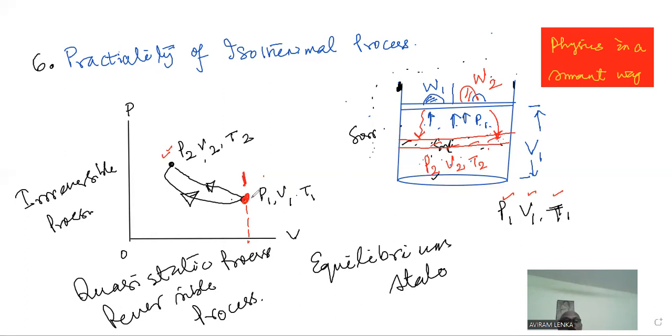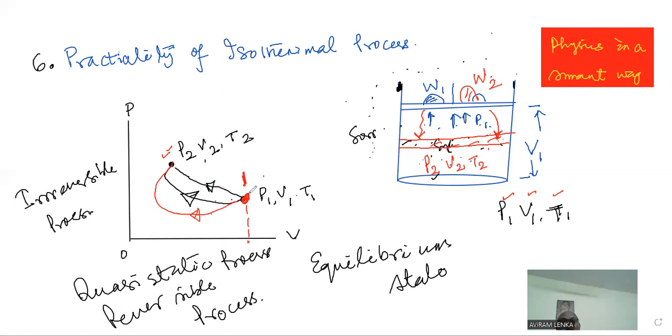So thereby pressure P1, volume V1, temperature T1, pressure P2, volume V2, temperature T2. But in which way? I have shown two lines between point 1 and point 2, but we cannot say which way the gas is going.